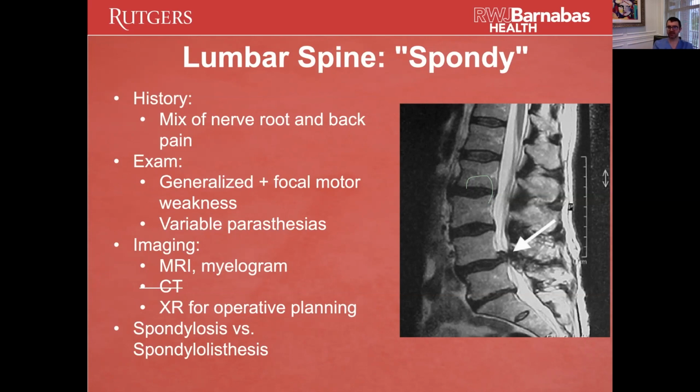A dynamic x-ray is also called a flexion extension x-ray, where the patient leans all the way forward and then leans all the way back. You shouldn't see the spondy getting bigger or smaller, but if you see it moving or shifting, that means they need a fusion, not just a discectomy, not just a decompression.